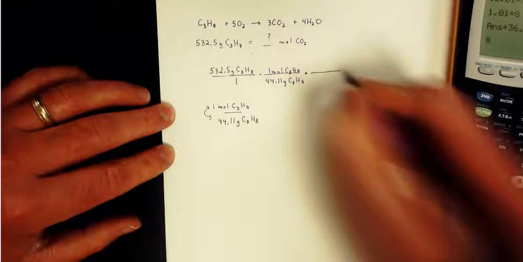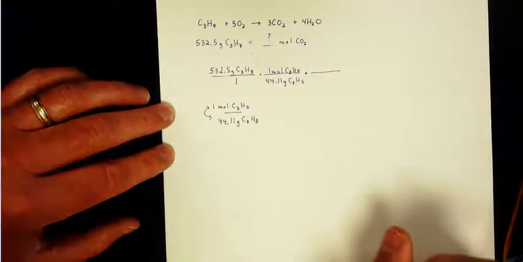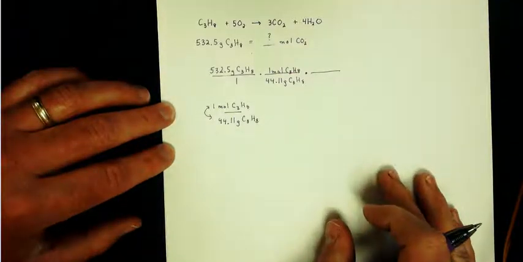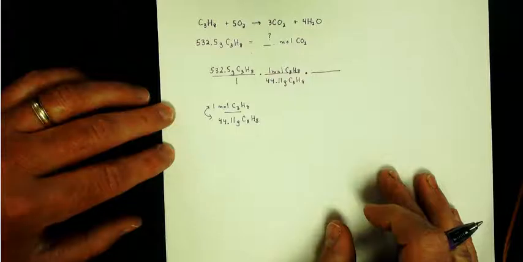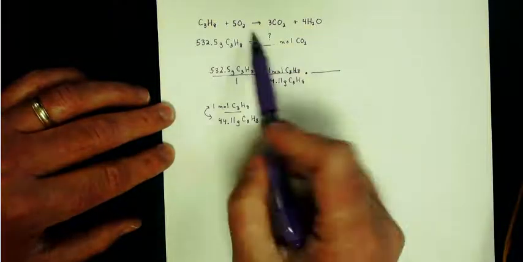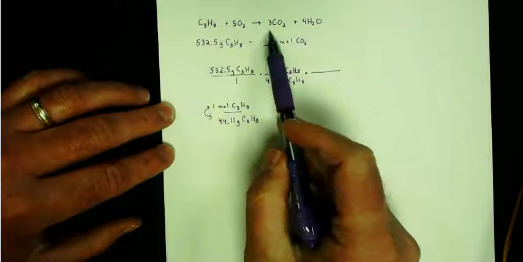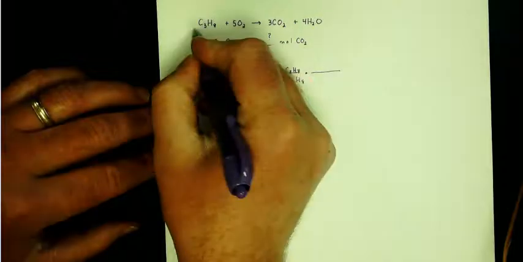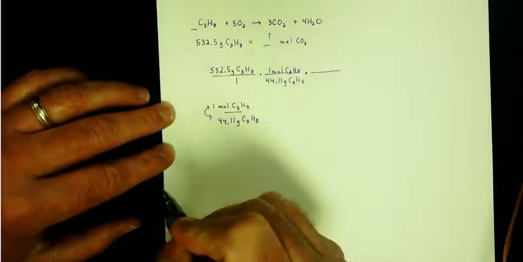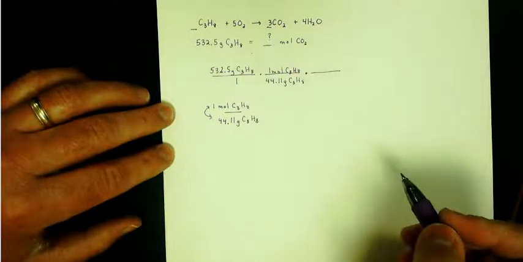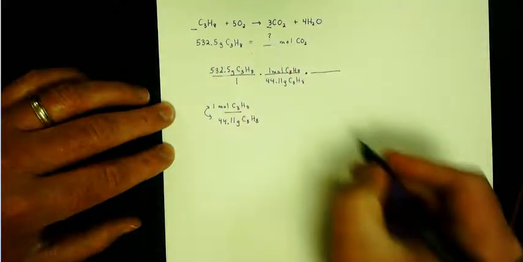All right? Good. So now we've got it in moles of propane, but we want to know how many moles of carbon dioxide we could produce. For this, we need to go back to our balanced equation and use it to find our mole ratio. We know that for every 1 mole of propane, we're going to be producing 3 moles of carbon dioxide. So that's our mole ratio.